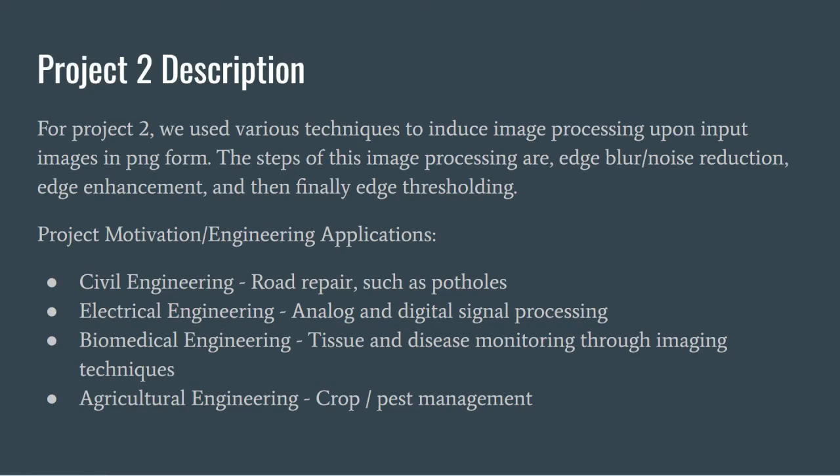For Project 2, we use various techniques to induce image processing upon input images in PNG form. The steps of this image processing are edge blur and noise reduction, edge enhancement, and then finally edge thresholding. The project motivation and engineering applications are civil engineering, road repair, such as potholes, electrical engineering, analog and digital signal processing, biomedical engineering, tissue and disease monitoring through image techniques, and agricultural engineering, crop and pest management.